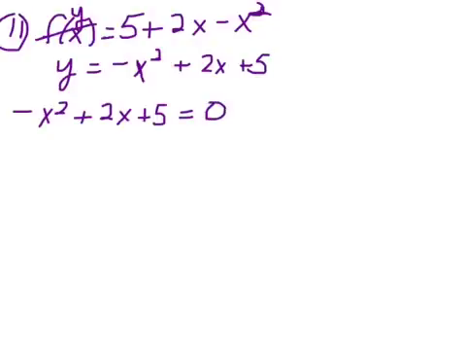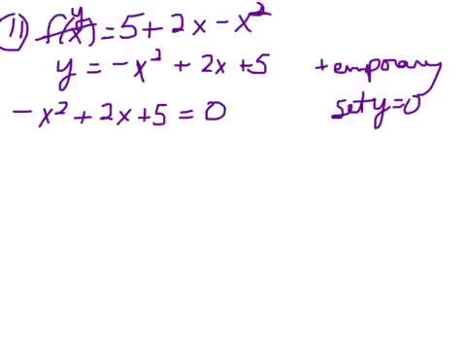We set y equal to 0 temporarily, to complete the square. Now, when we complete the square, if you remember, we cannot have a negative in front of our x squared term and do it. We have to get rid of the negative first.